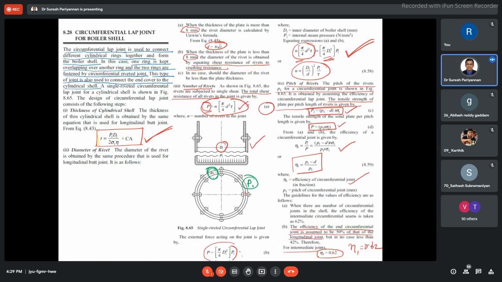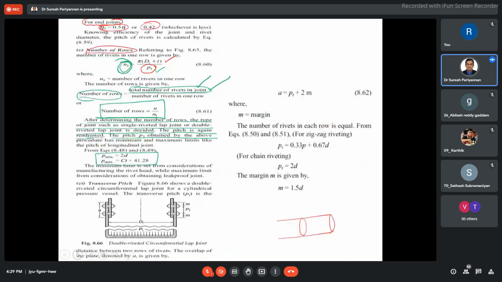Okay, now I come to the transverse pitch. In that sense, you see here, this is a top view, the cross-sectional view along the thickness of the plate. This is maybe the outer ring, and this is the inner ring.